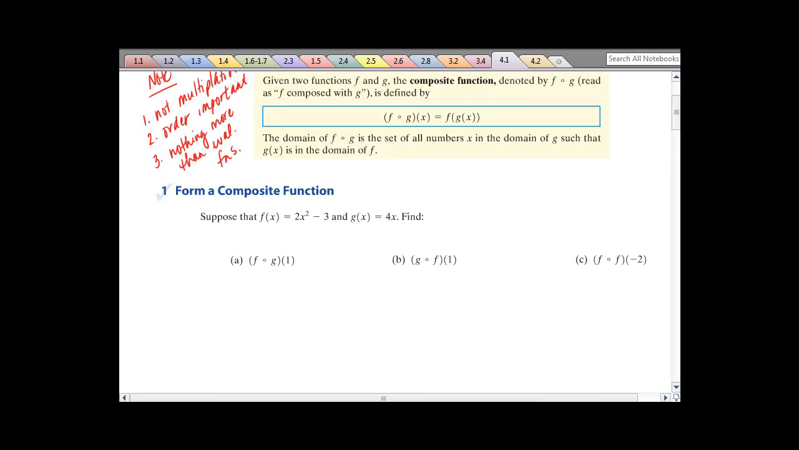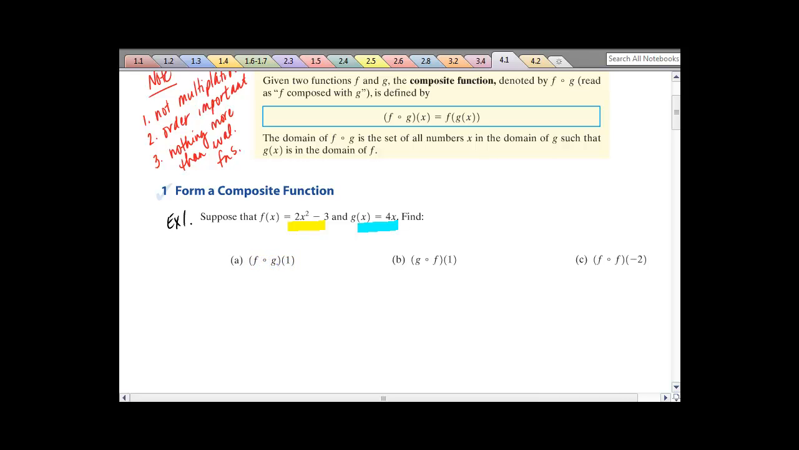Here in this first part, I want to be able to form my composite function. So I have an example here. We're going to call this example 1. I have two functions. The first function, f of x, is given by this. The second function, g of x, is given by this. And I want to find f composed with g at 1.